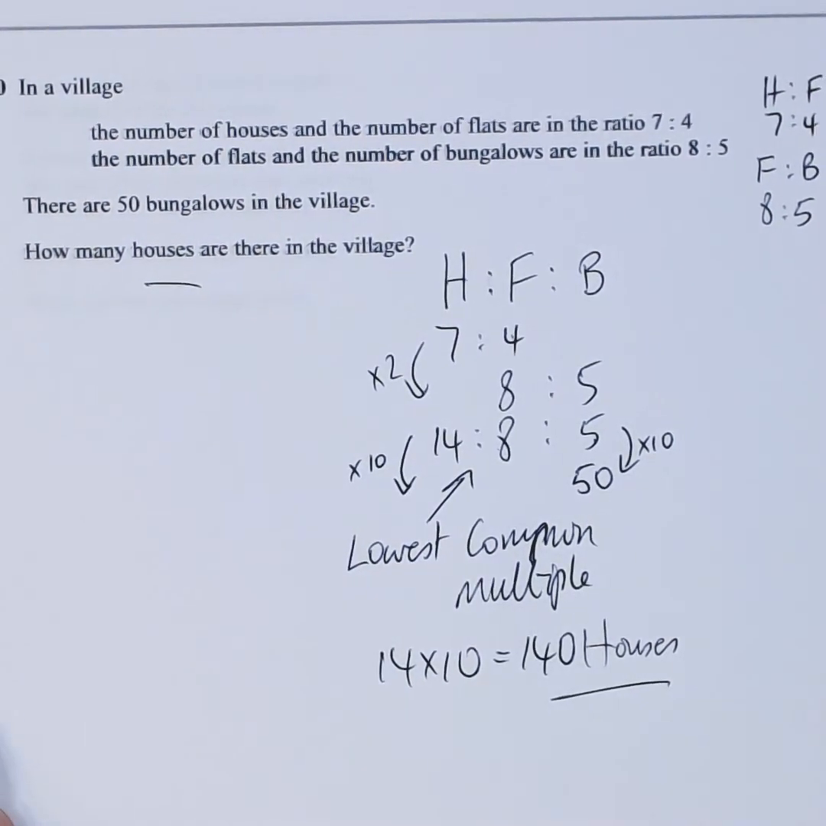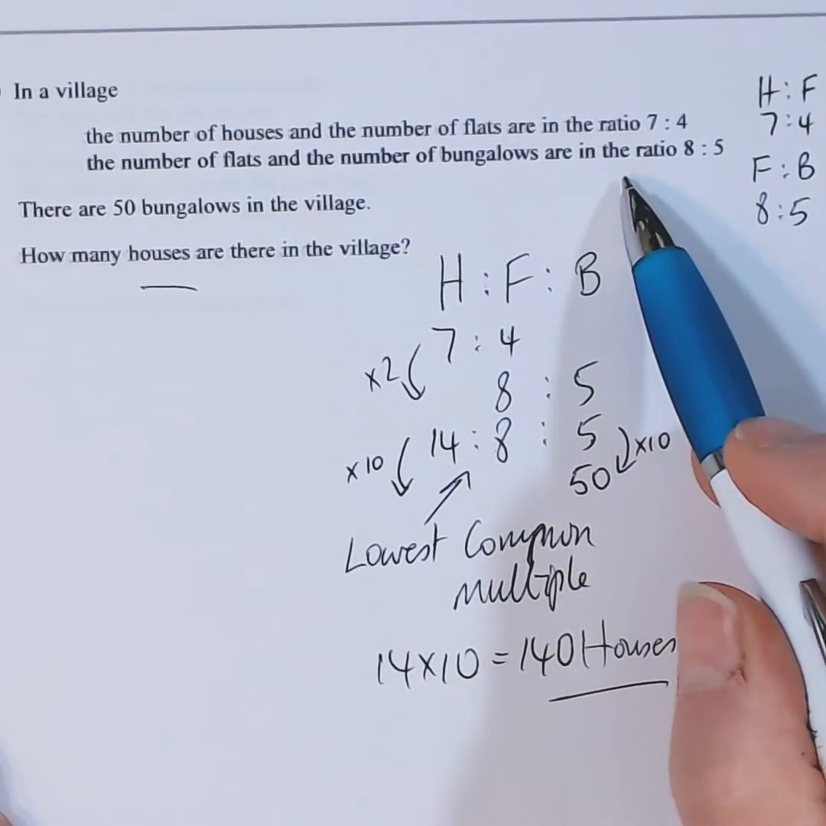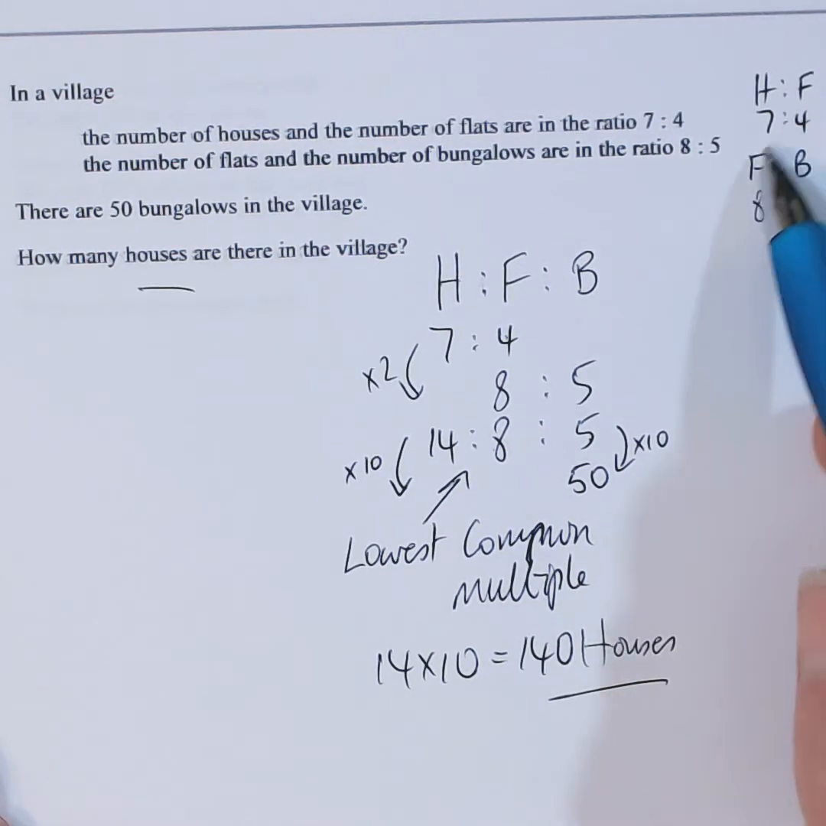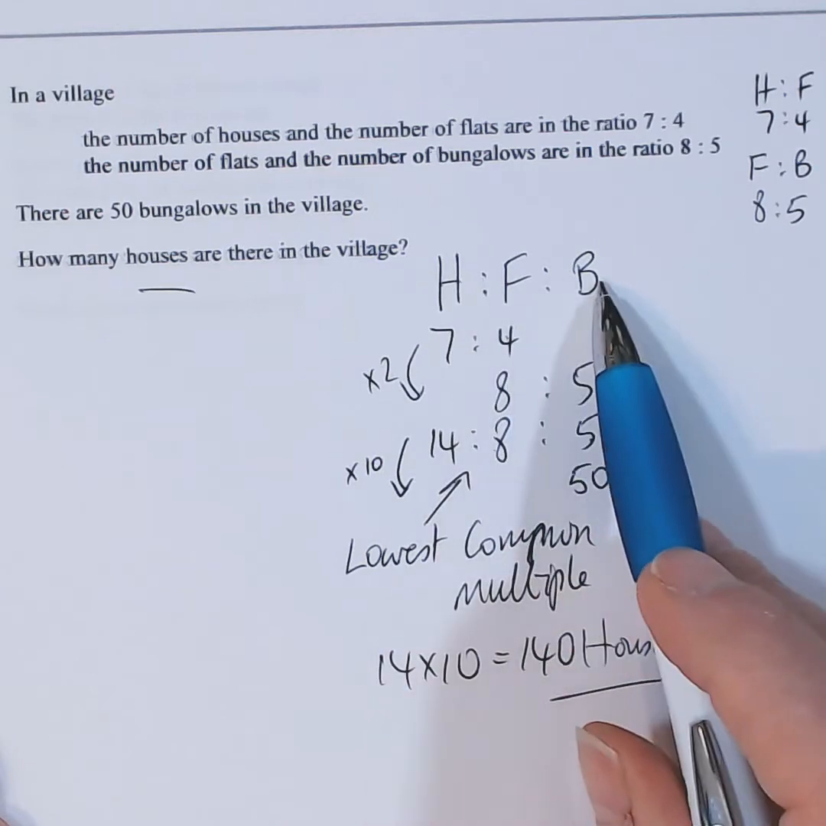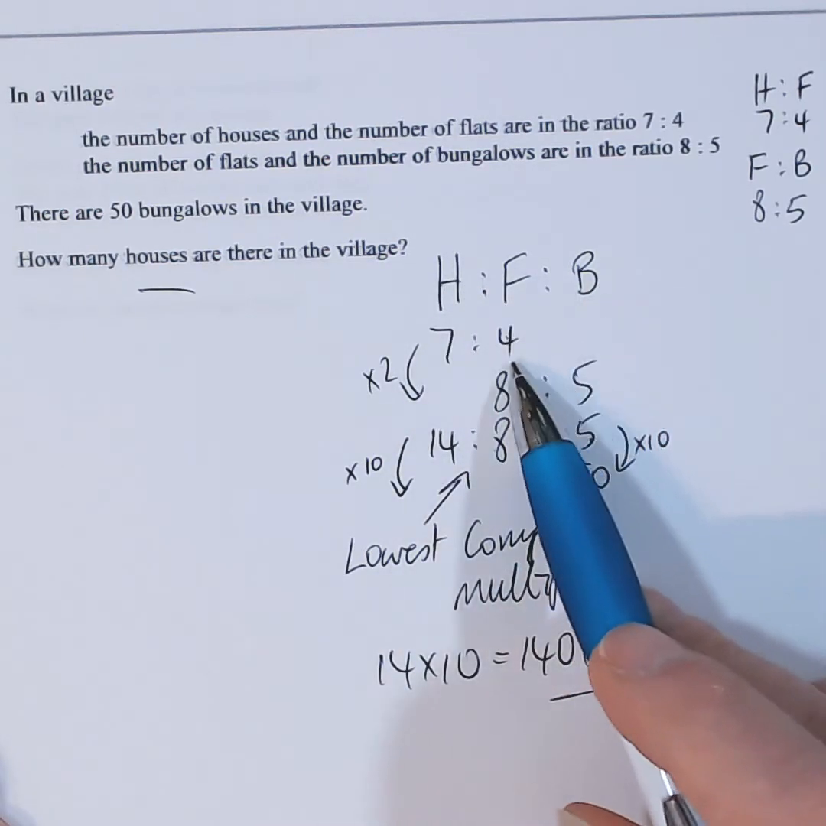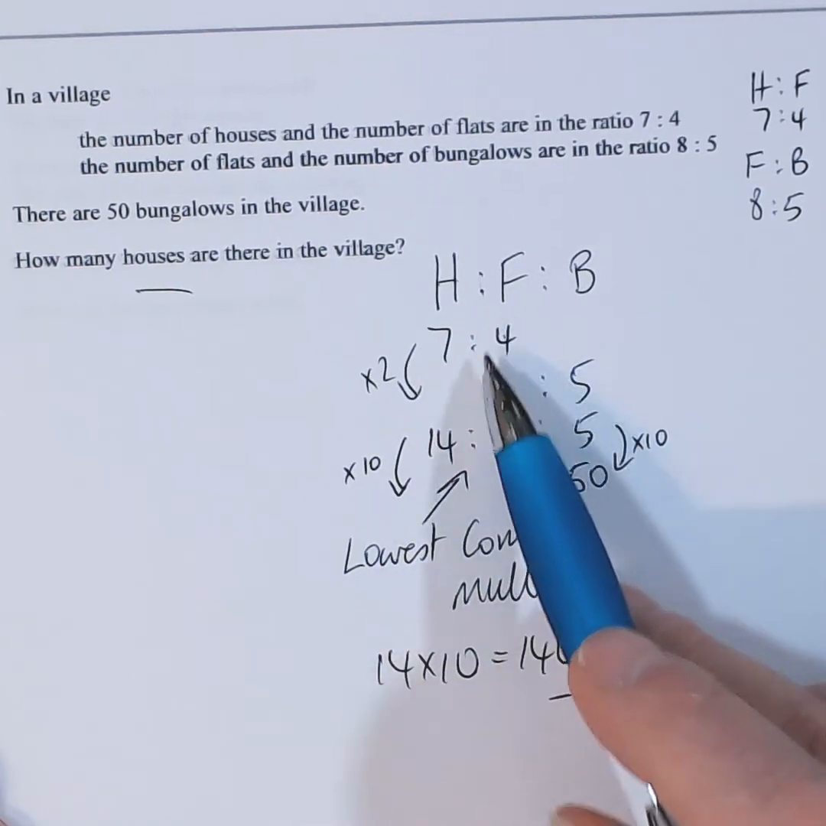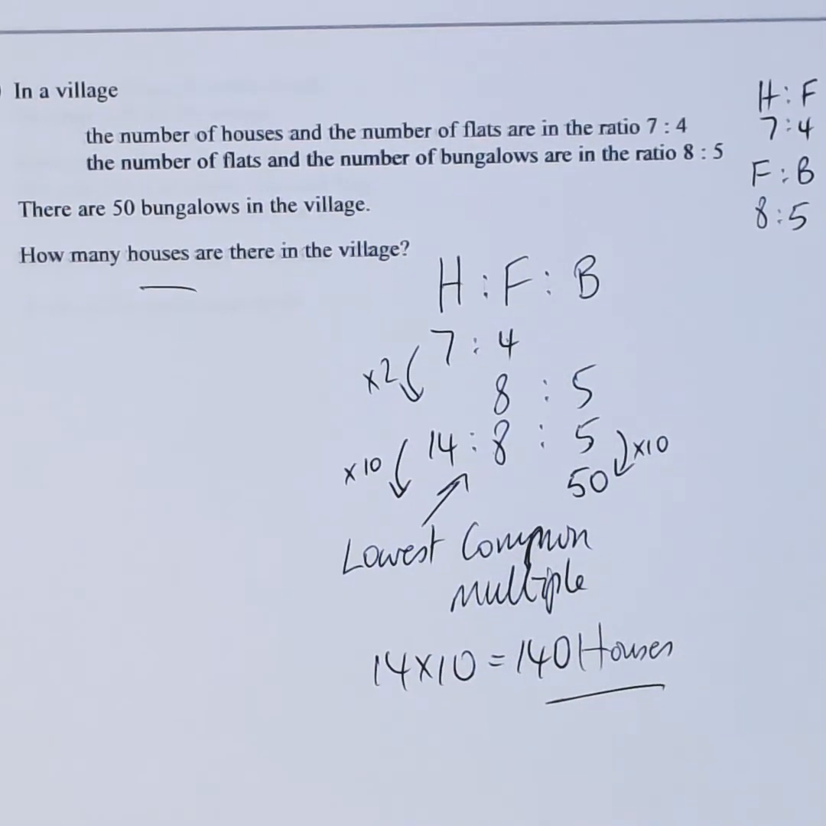So in these ratio questions where they give you 2 sets of information and there's a link between the 2 sets, in this case it was about the flat link, then writing them as a single ratio with all 3 variables, look for a lowest common multiple to look for a connection, and then turn them into equivalents. That's usually a good strategy with those kind of questions.